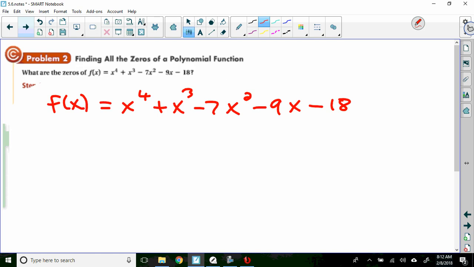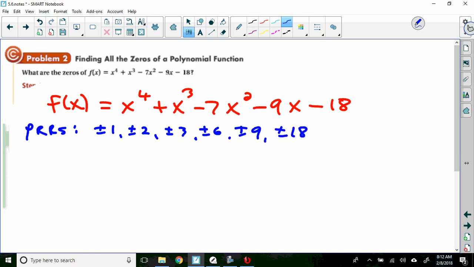All right, so again, to start this off, I'm just going to list my possible rational roots. 1, 2, 3, 6, 9, and 18. Again, of course, plus or minus on all those. And those are just 18's factors. And a lot of times, 1's going to work. I don't know if it's going to work here, but we'll see. There's 1, 1, -7, -9, -18.